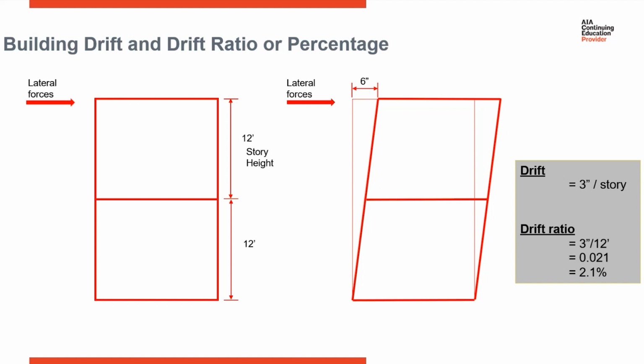So in this example, you have lateral forces acting on the building, and you get 6 inches of movement. To get your story drift, you would divide your movement by your number of stories. So in this case, you get 6 inches divided by 2 stories, so you get 3 inches per story. And to calculate your drift ratio, you'll take your story drift and divide that by your story height. So in this case, you have 3 inches divided by 12 feet, and that gets you a drift ratio around 2.1%.